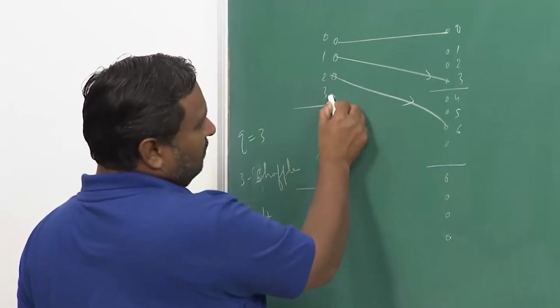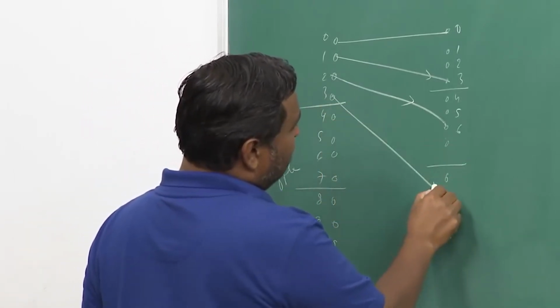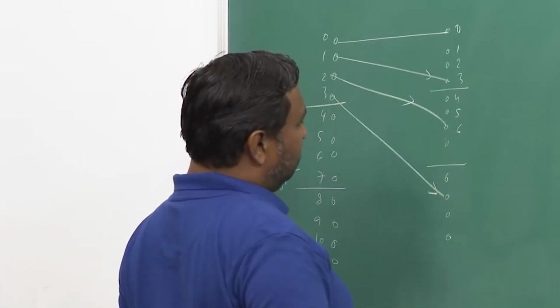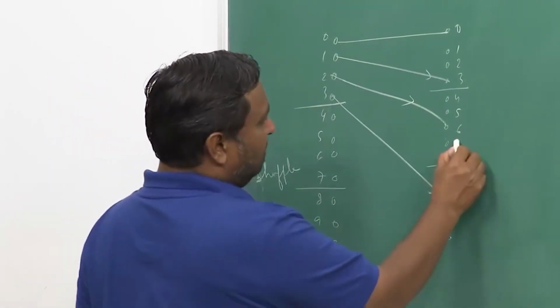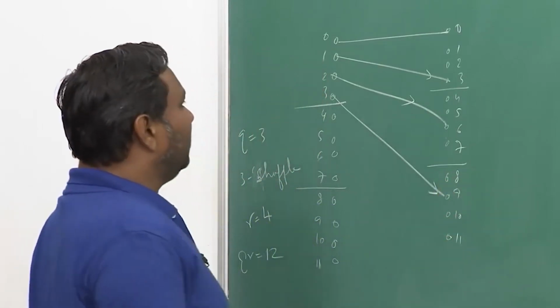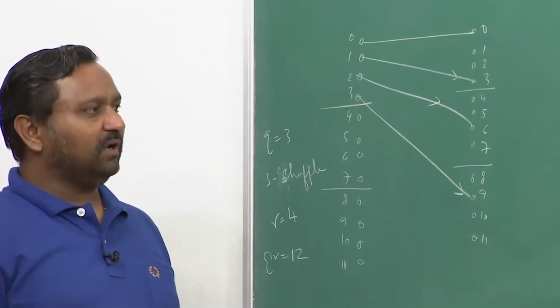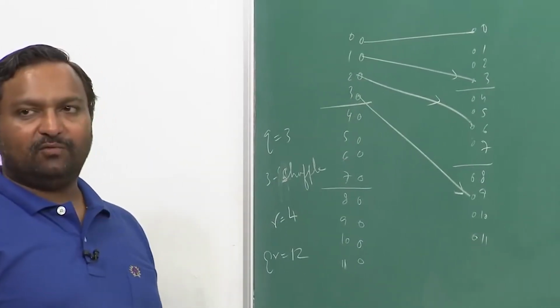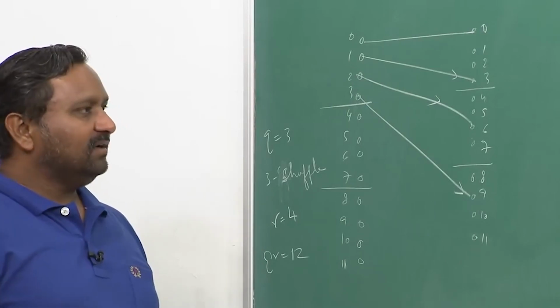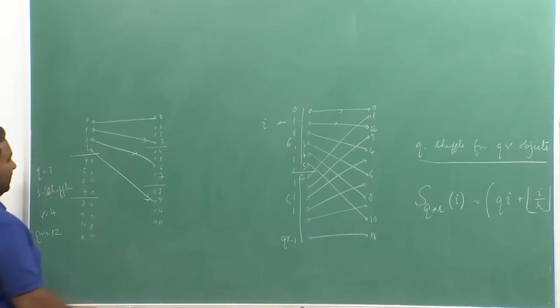So 3 into 3, again I have to skip 2, will give me 9, and then 7, 8, 9, 10 and 11. When I come to 4, 4 by 4, the floor function will give me 1, 4 into 3 is 12, 12 plus 1 is 13, modulo of 12, QR objects, will give me 1. So 4 gets connected to 1.